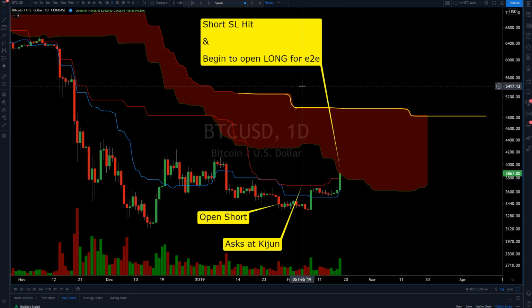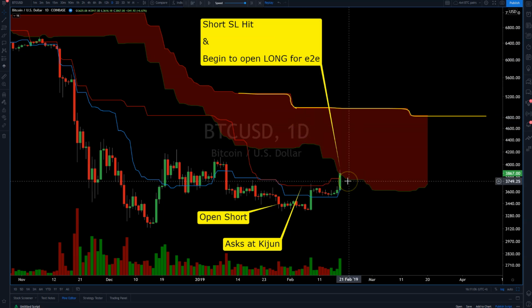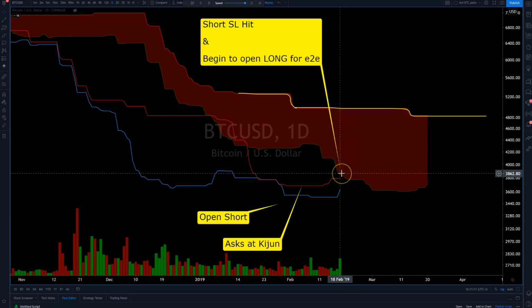Now, I don't typically like to jump into an opposite trade if I just hit a stop loss of a trade, but for this specific setup, this is what it's telling you to do. It's telling you this is the beginning of the edge-to-edge move for this trade. So it is appropriate to open the long side of the trade at this point in time. On this specific day, at the end of the day, whenever the candle closes, no sooner is when you start opening the long side of this trade.